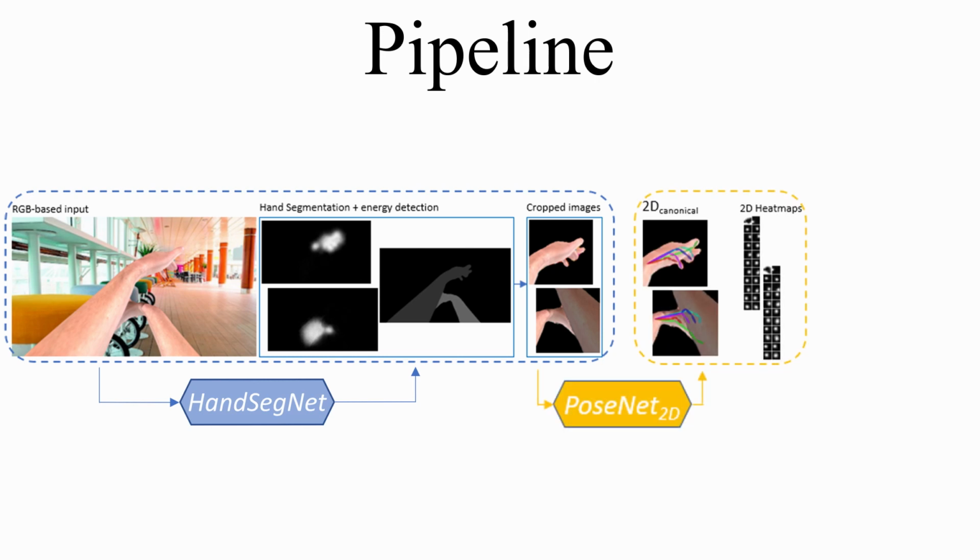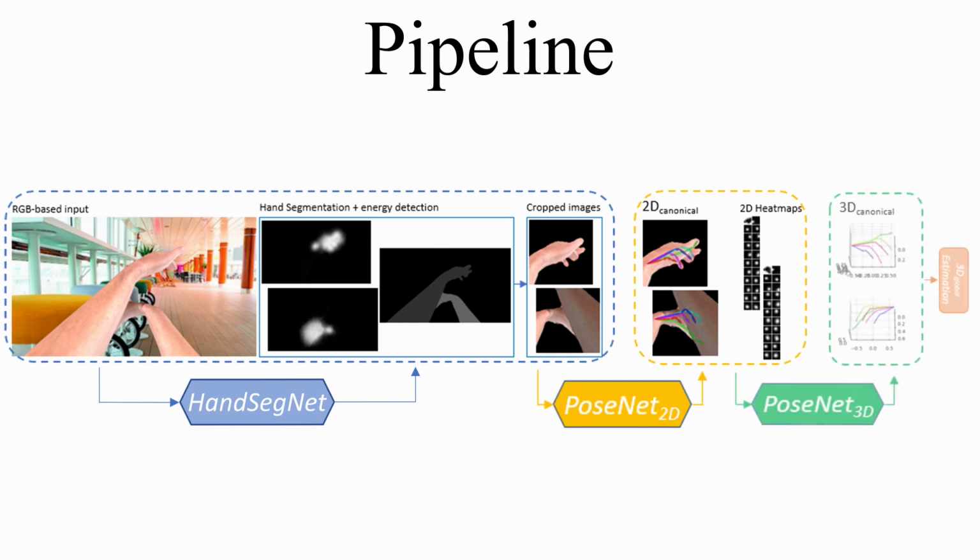The segmentation masks of the image are then used in an algorithm called PoseNet2D, which uses a convolutional pose machine as its backbone to estimate and refine the 2D heat map of the joints. An algorithm we call PoseNet3D uses the 2D heat map as an input to estimate the 3D canonical hand poses.